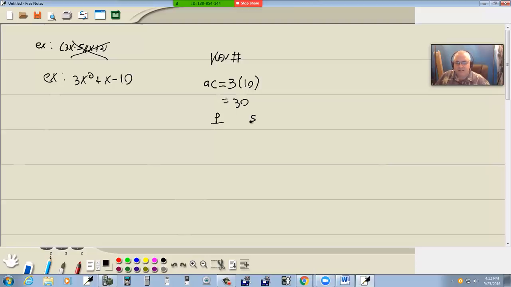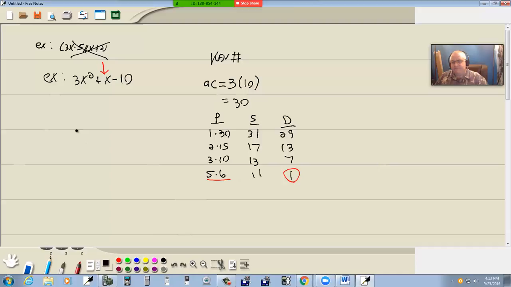Now I'm still going to build a PSD table, I just use it a little bit differently. We'll write down all products that give us 30. We got 1 times 30, 2 times 15, 3 times 10, 5 times 6, I guess that's everything. Add them. We got 31, 17, 13, 11. Subtract them. 30 minus 1 is 29, 15 minus 2 is 13, 7, and 1. Now we're looking for the number in our middle term, which is 1, which is right here, which means we'll use 5 and 6.